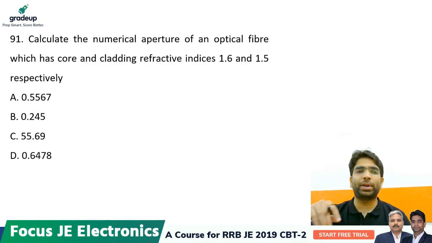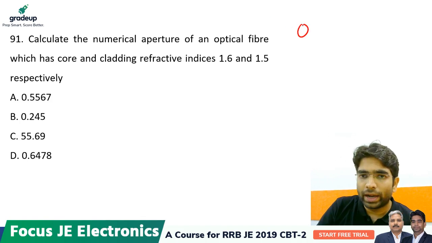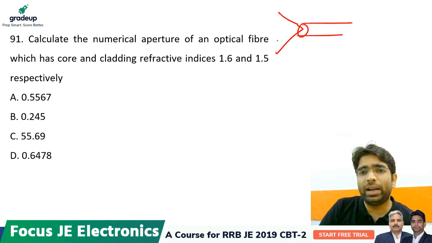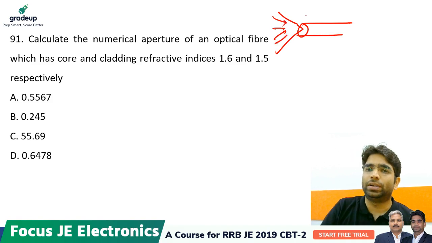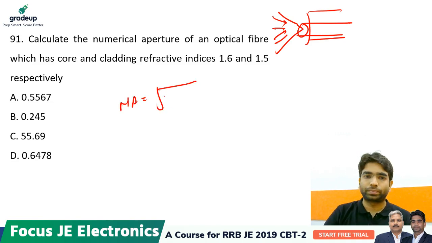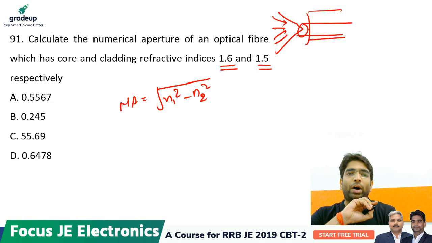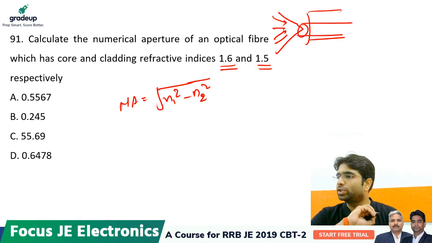Calculate the numerical aperture of the optical fiber which has a core cladding interface. Numerical aperture is the light collecting ability of the fiber. Numerical aperture is found using the square root of n1 square minus n2 square, where n1 is the core refractive index and n2 is the cladding refractive index. Optical fiber works on the principle of total internal reflection.